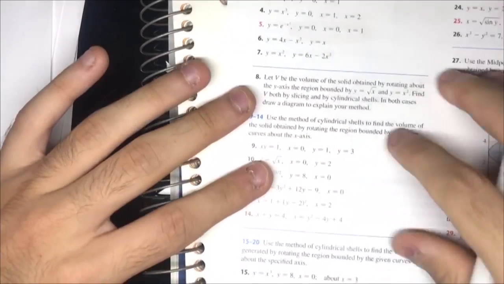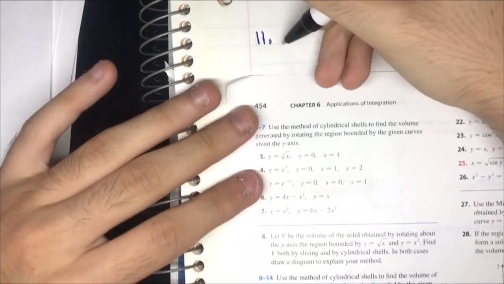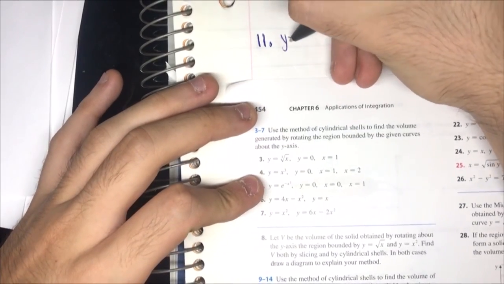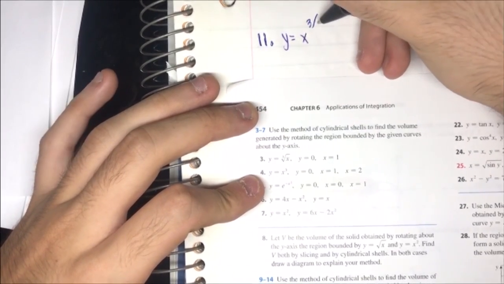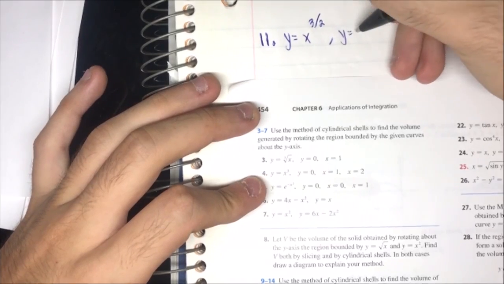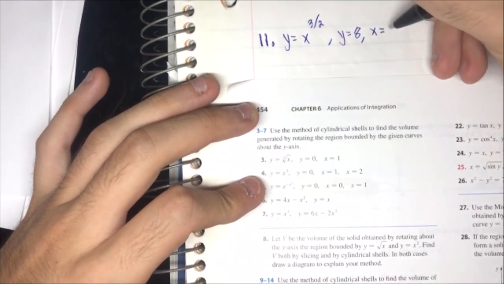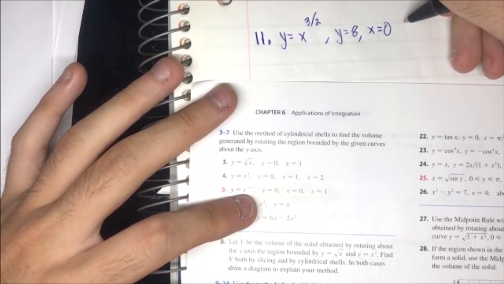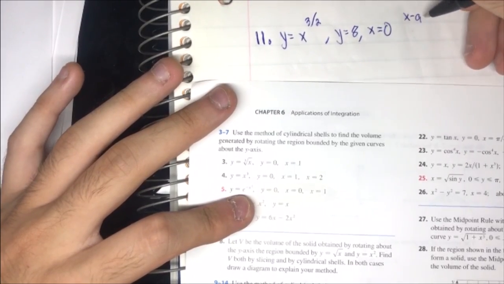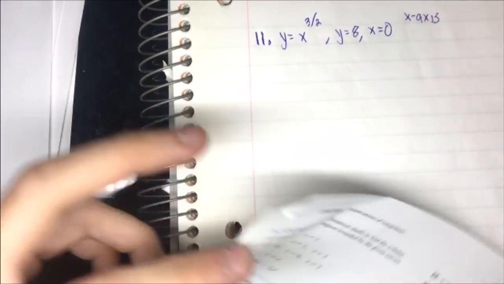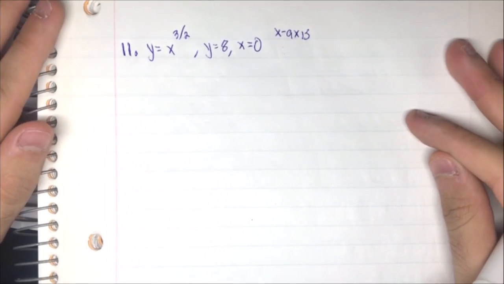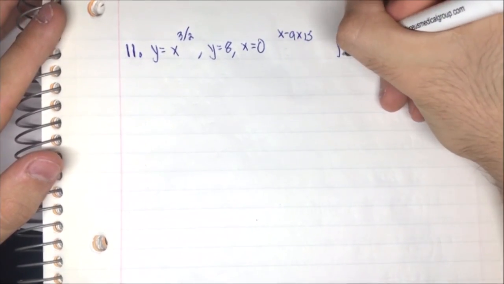So number 11. Same thing on the x-axis, and this is what they give us. y is equal to x to the power of 3 over 2, y is equal to 8, and x is equal to 0 on the x-axis. Cool.